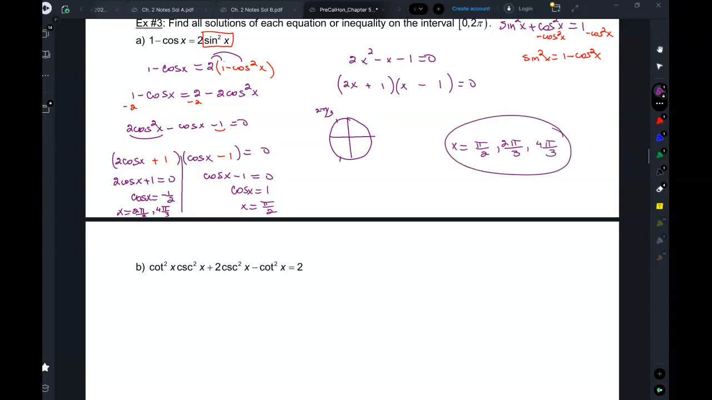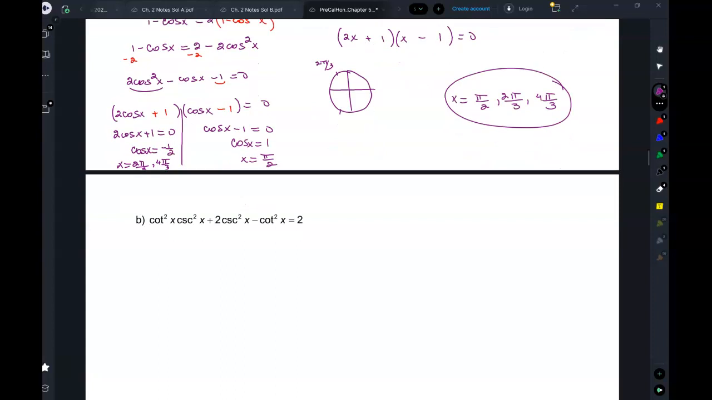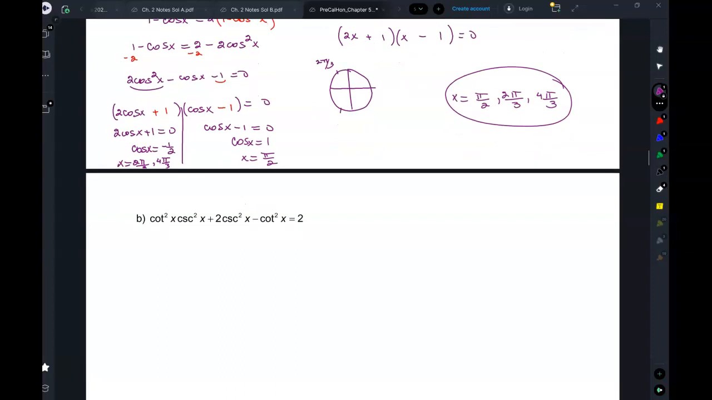Why isn't it just the 2 cosine x plus 1 times cosine x? Why do you have to? Because we want to solve for x. Cosine x equals 1, x equals 5. No, wait. Where is cosine equal to 1? At 0. Oh my goodness. Yes, at 0. Okay, sorry.